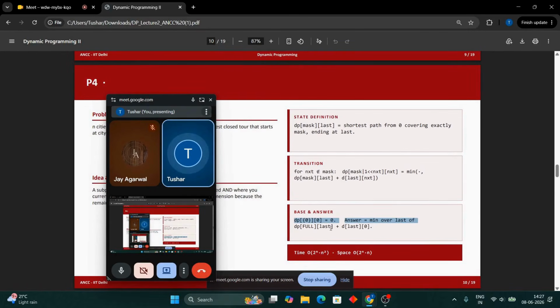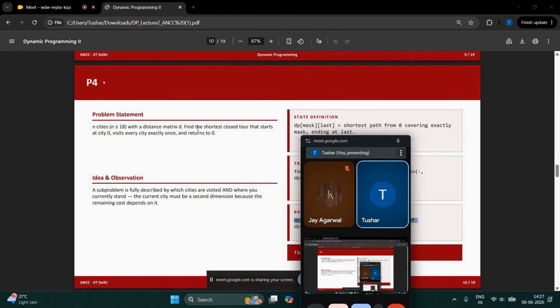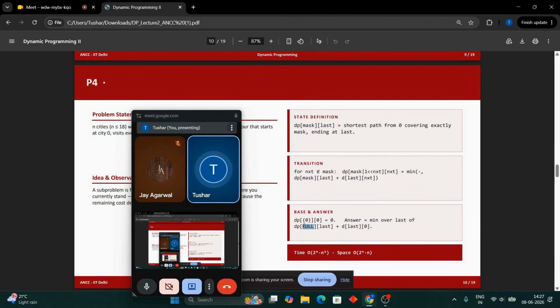And for the answer, since our path needs to end at 0, just before we visit 0 again we must have visited all the cities. So we can iterate over the last city before 0, with our mask being the complete mask, which tells us that we have already visited all the cities, and we minimize the answer over moving from the last city to 0.